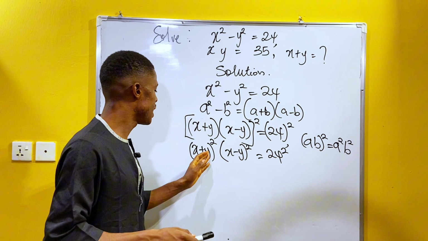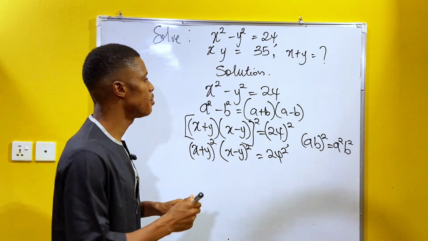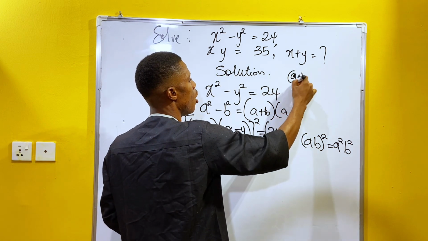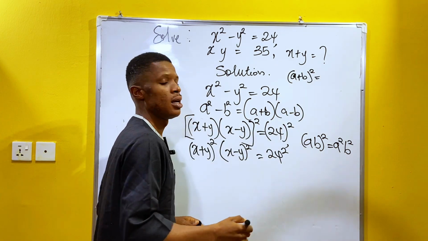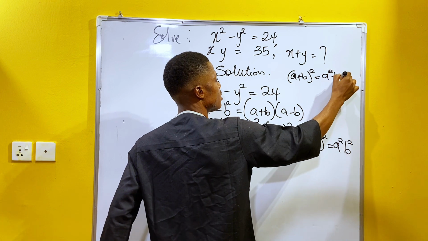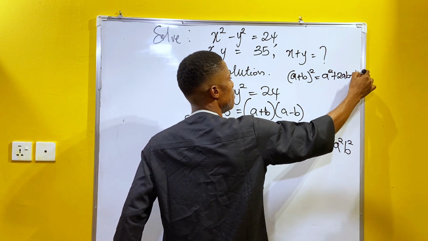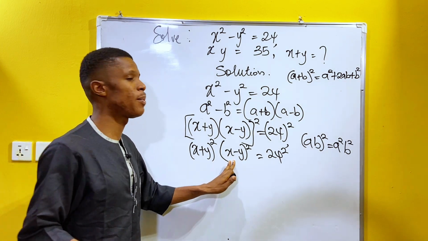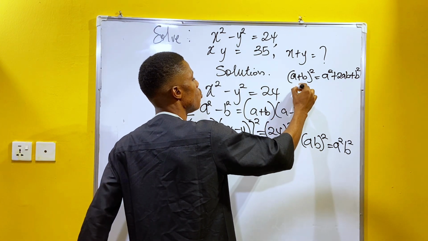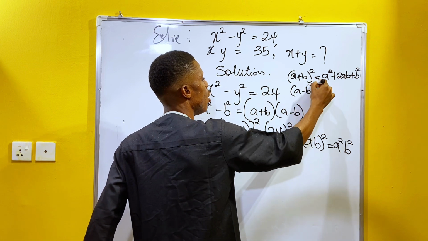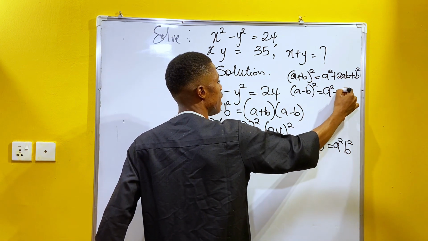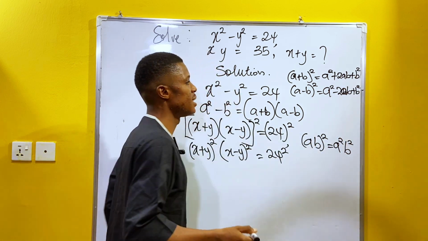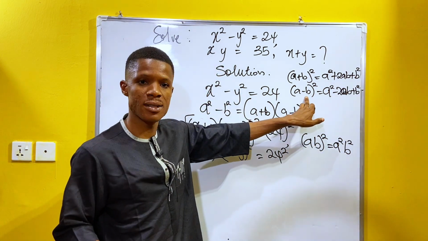Okay, so let's expand. Remember from your binomial expansion that when you have a plus b all squared, it is the same thing as what? a squared plus 2ab plus b squared. That's the expansion of this one. Then from the same binomial expansion, a minus b all squared is the same thing as a squared minus 2ab plus b squared. This is the same expansion when you have a minus sign in them.